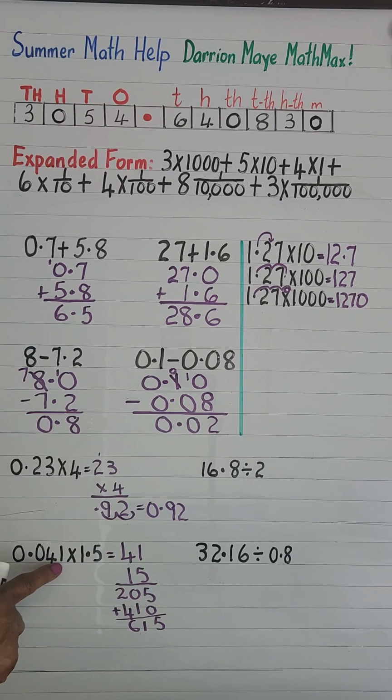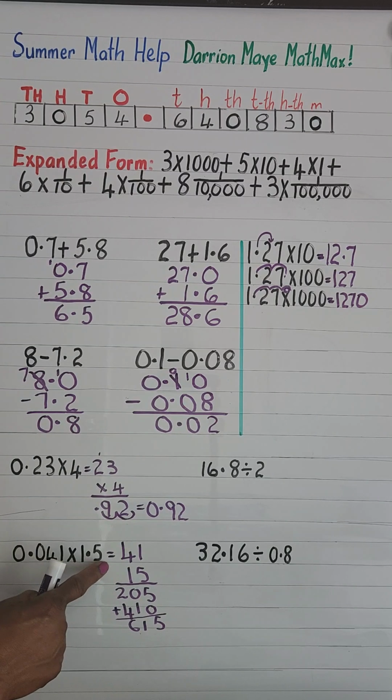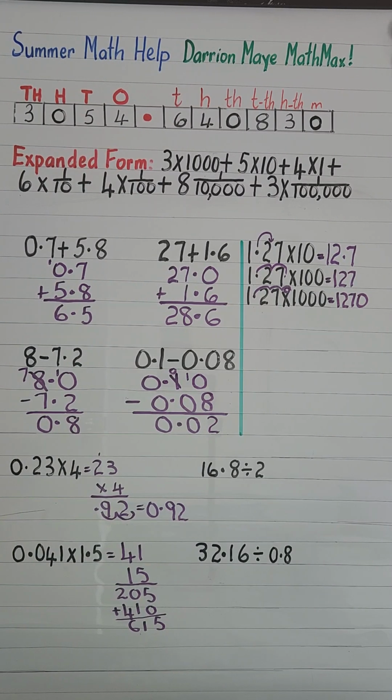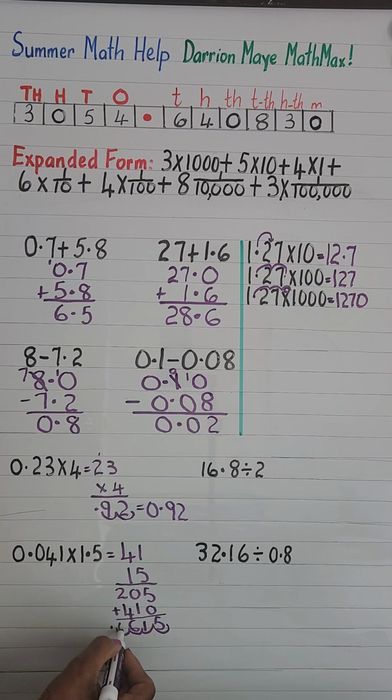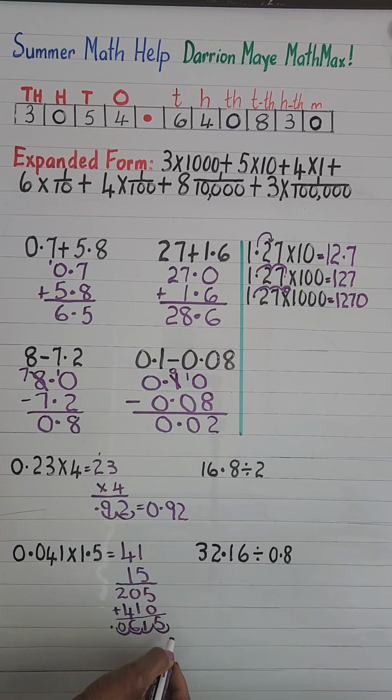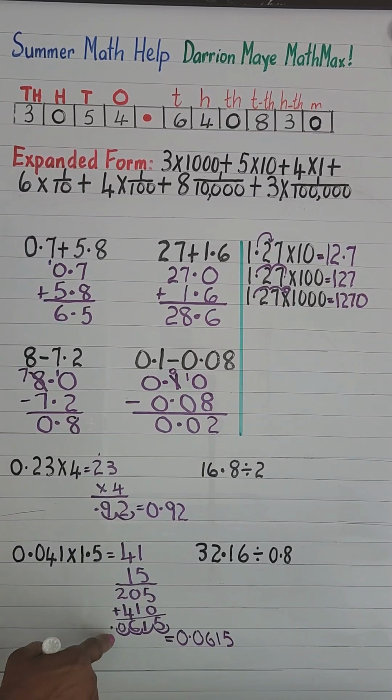We have 1, 2, 3 decimal places, and we have another 1 right here. So in total, our answer should have 4 decimal places, counting from the back. 1, 2, 3, 4. This is where our decimal point will be. That means we need a 0 right here. So our answer is 0.0615.